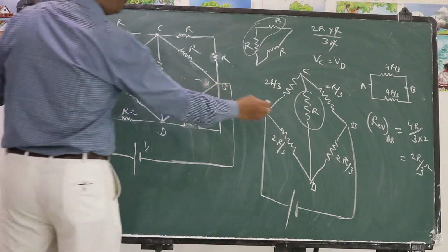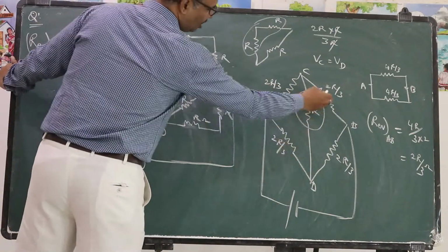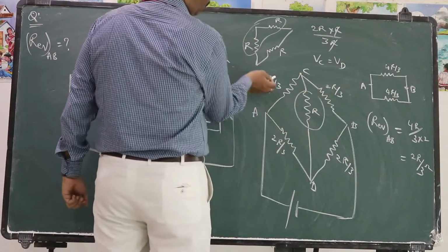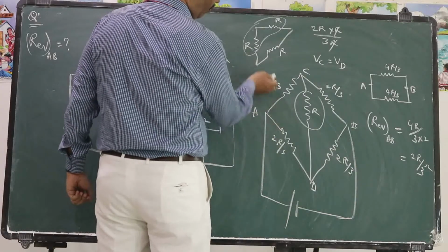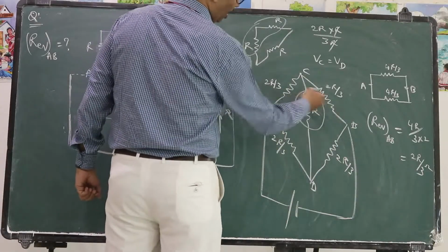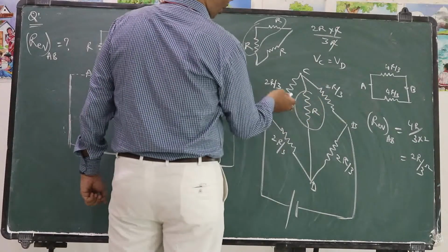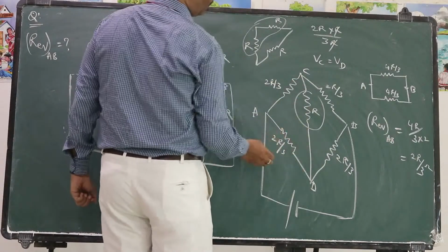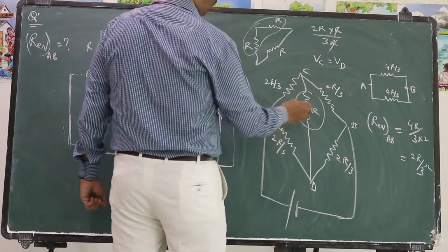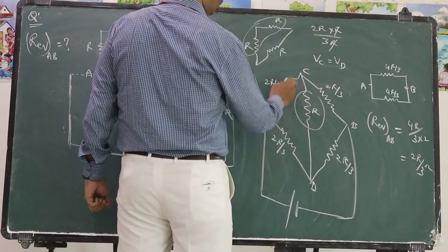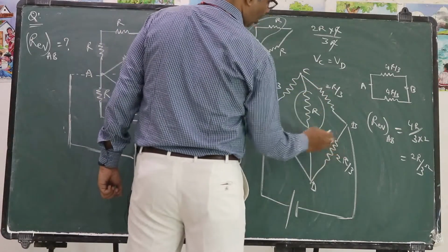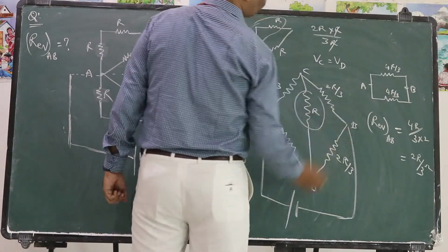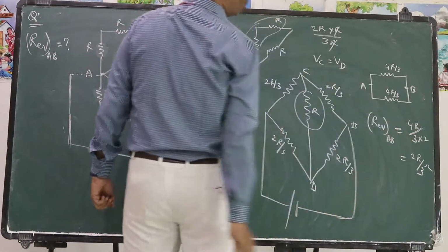So I can redraw the structure of the circuit like this: 2R/3, 2R/3, 2R/3, 2R/3. And if you observe clearly, it is like a Wheatstone bridge. So we have the ratio of resistors on both sides with equal value. Hence, point C and point D are at the same potential. No current will pass through this resistor, hence we can omit it. Then these two resistors are in series, effective resistance 4R/3, and these two are also 4R/3, so you will get equivalent resistance as 2R/3.